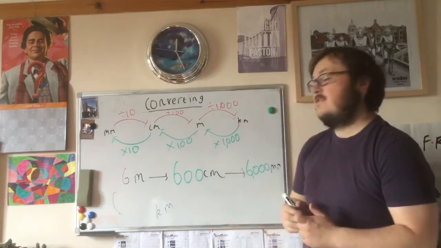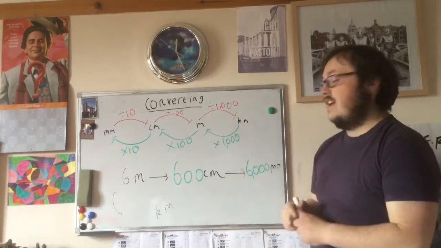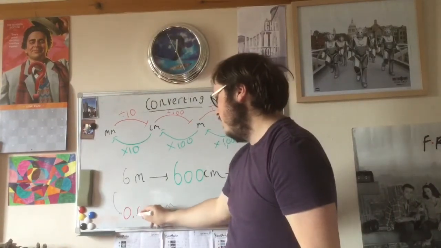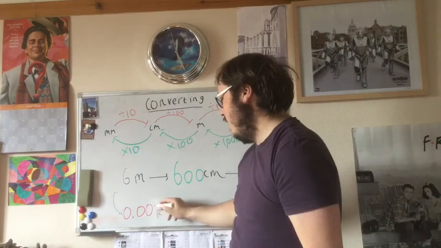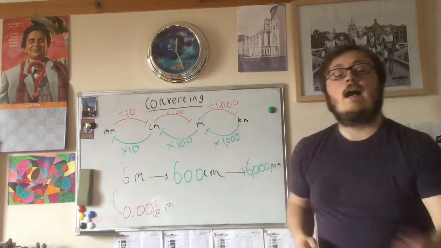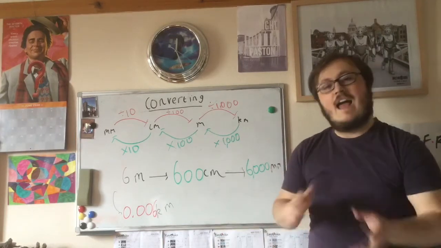But then what if I wanted to convert that into kilometres? This means we're going to have to divide that 6 by 1,000. So 6 divided by 1,000 becomes 0.006 kilometres. As long as you remember the different ways to convert, this is how you do it for any question.